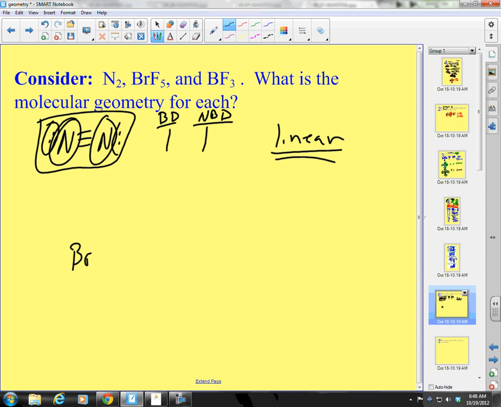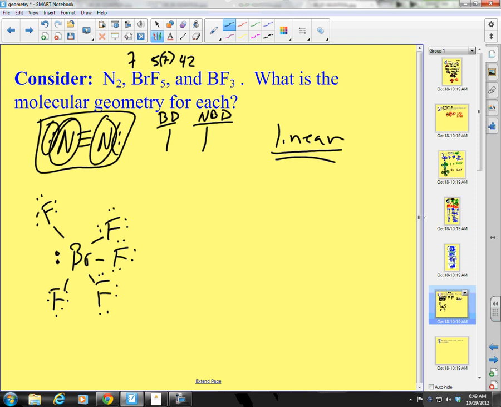Bromine pentafluoride. So that's 7, and then 5 times 7, that's 42. So I have to have 42 electrons in my picture. Fluorine, fluorine, fluorine, fluorine, fluorine, and the electrons around them. Good. Let's count them up. 2, 4, 6, 8, 16, 24, 32, 40. I only have 40. That means I need 2 more here. There we go. That's my picture.